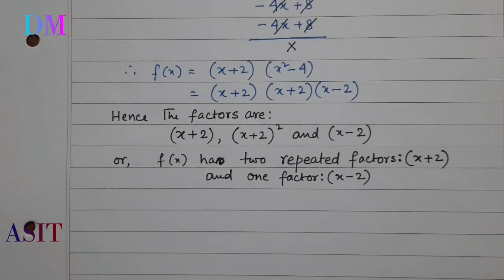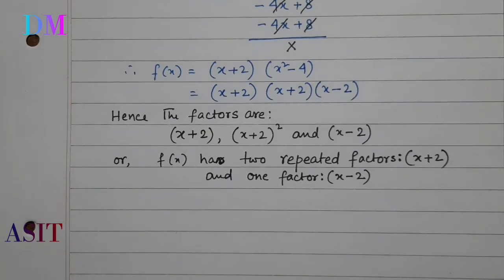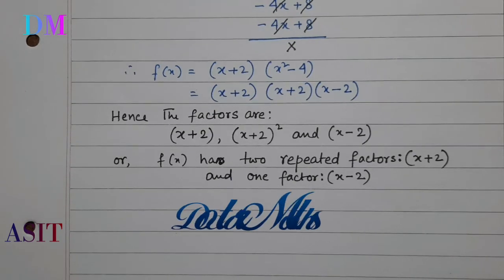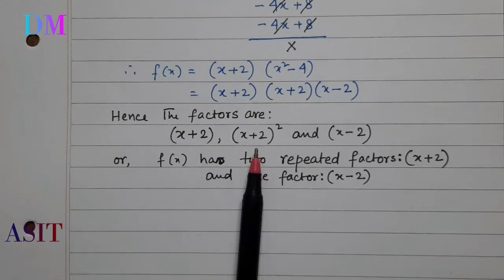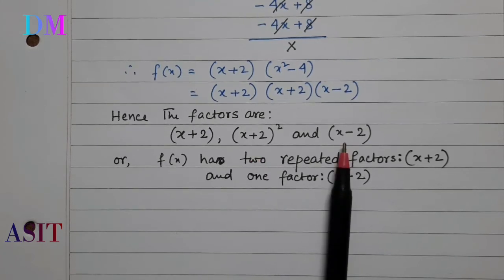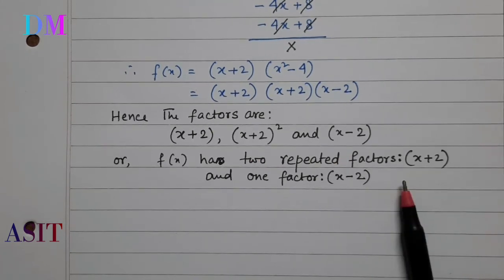Now the question is, we need to write down the factors of f(x). So what will be the factors? Since there are repeated factors, we can write the factors are (x plus 2) square and (x minus 2). Or we can write in this way also, that f(x) has two repeated factors of x plus 2 and one factor of x minus 2.